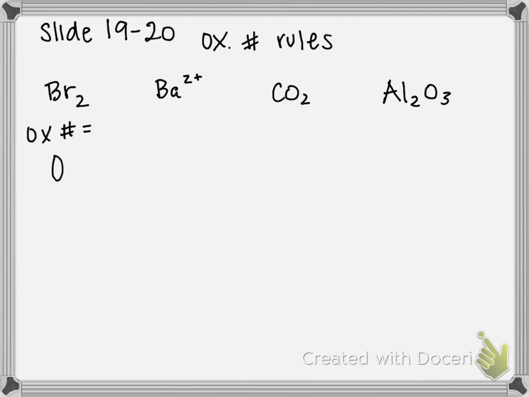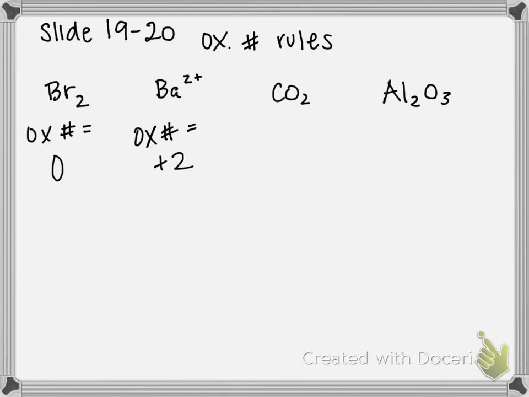That's going to be the case with any element by itself as long as it doesn't have a charge written. For barium 2+, our second example, this is following rule 3. Our oxidation number is just the same as the charge that's written. It is +2.